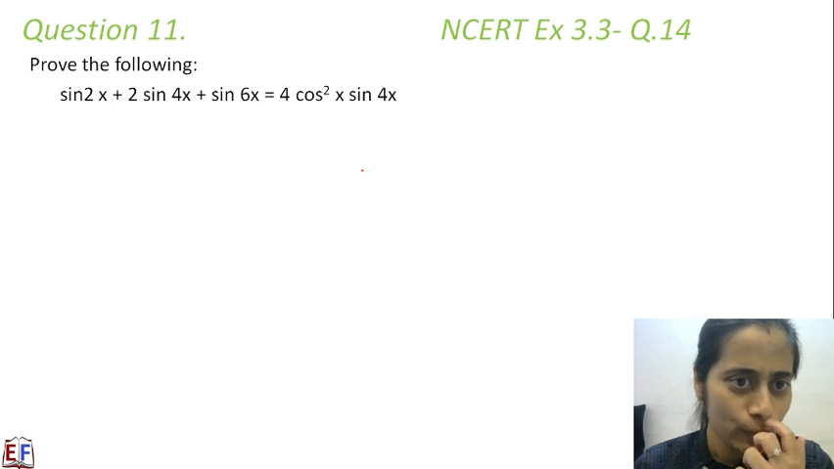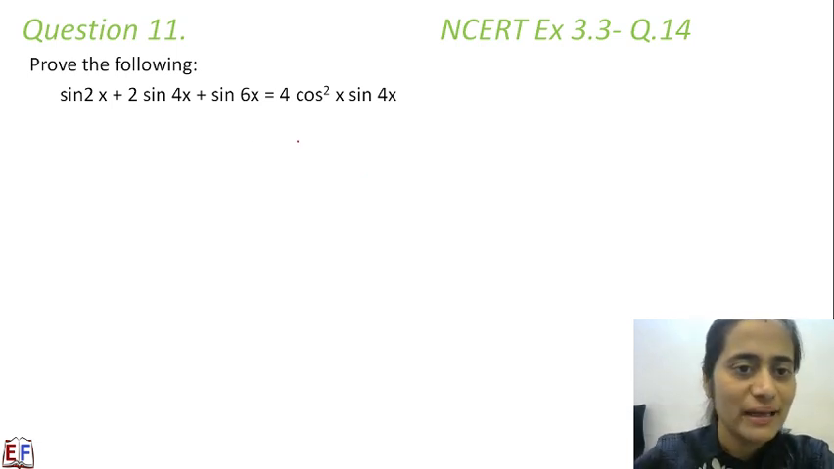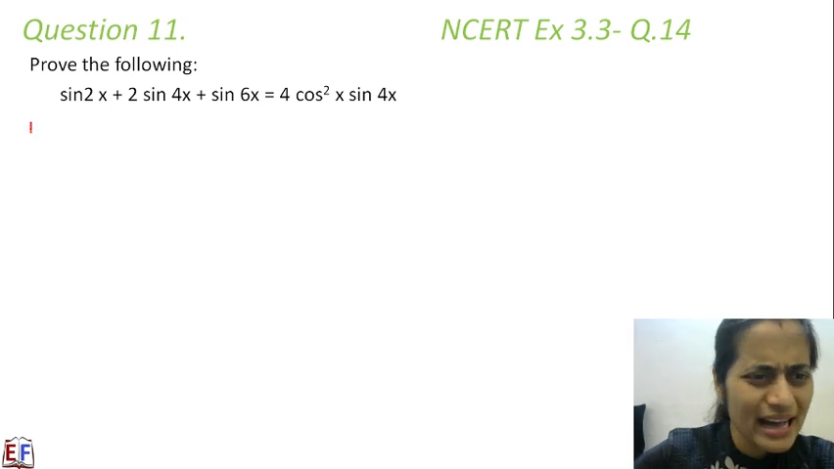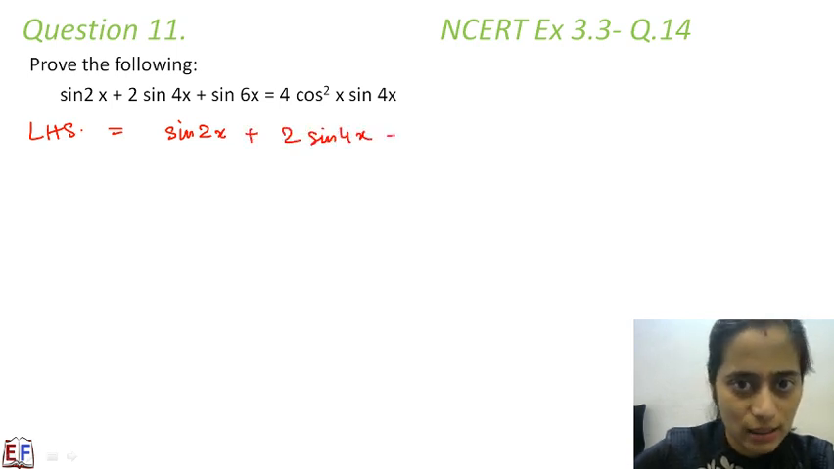Okay, so prove the following. Sine 2x plus 2 sine 4x plus sine 6x is equal to 4 cos square x sine 4x. ठीक है. So as always we will start with the left hand side. तो अब left hand side में क्या दिया हुआ है, sine 2x, 2 sine 4x और sine 6x.